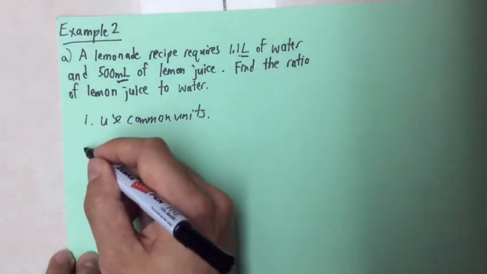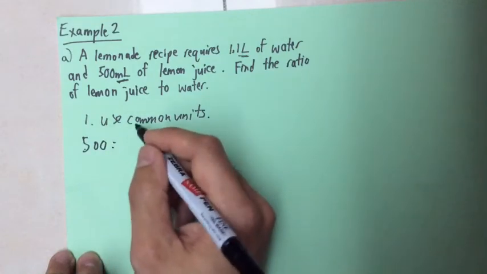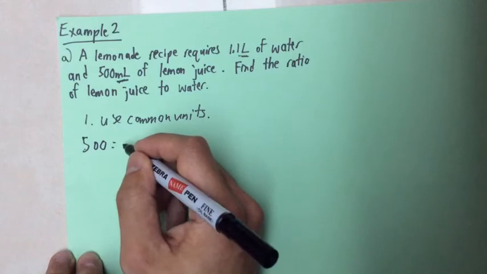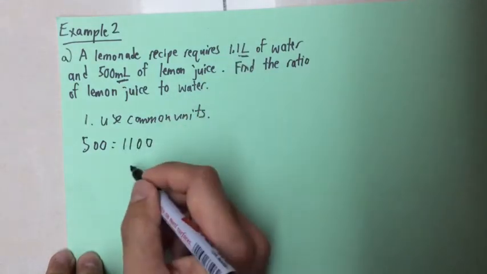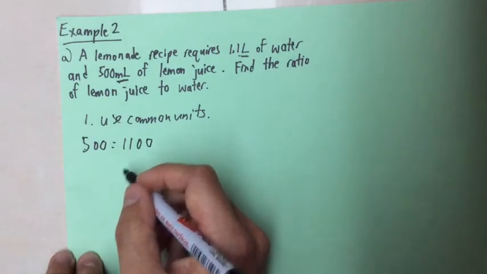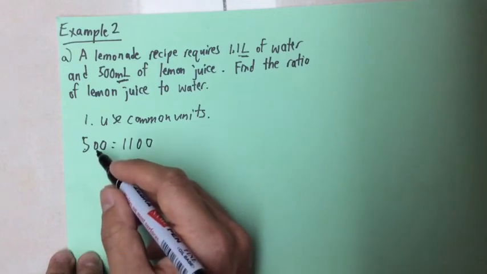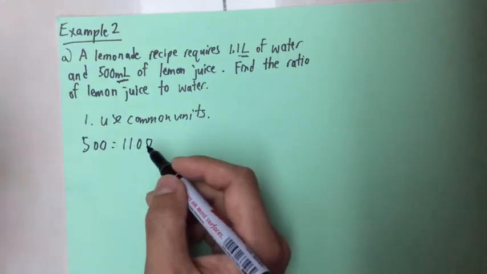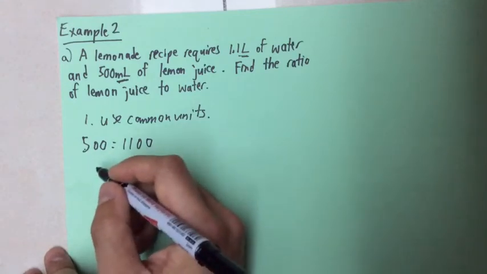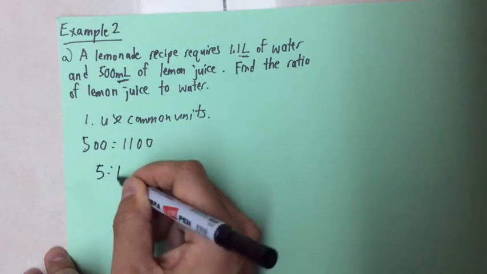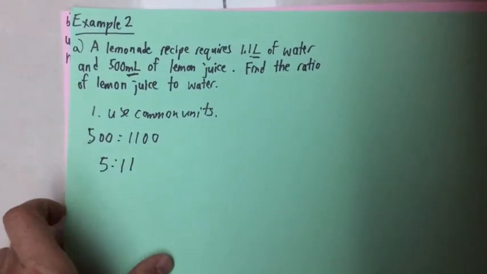So let's start off with 500 to 1.1 liters, which would of course be 1,100 milliliters. Now, of course, this can be simplified. We do know that there are 2 zeros here, so they share a common factor of 100. We can divide both numbers by 100, and that'll give us 5 to 11. And that's the ratio of lemon juice to water.